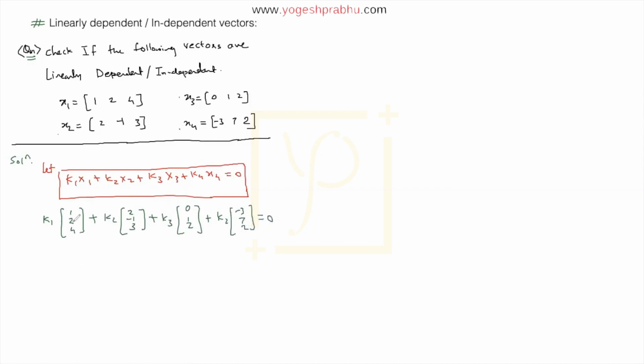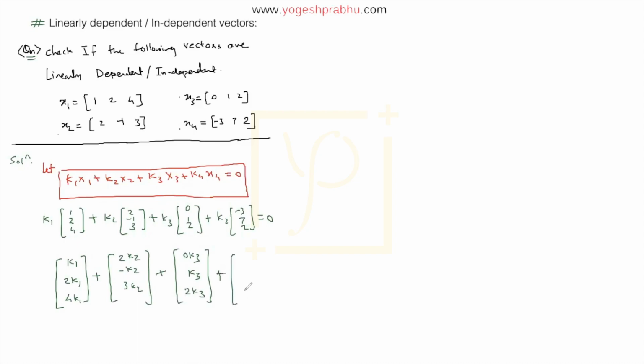Let's multiply k1 inside this vector. So k1 into 1 is just k1. Then this is 2k1. This is 4k1. So I got the first vector here. Then let's multiply k2 inside. This will be 2k2, minus k2, and 3k2. Plus let's multiply k3 inside: 0k3, then k3, and then 2k3. Plus let's multiply k4 inside. This will become minus 3k4, 7k4, and 2k4. And that whole thing is equal to 0.